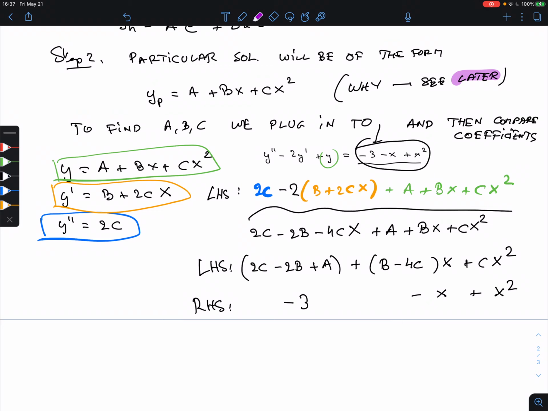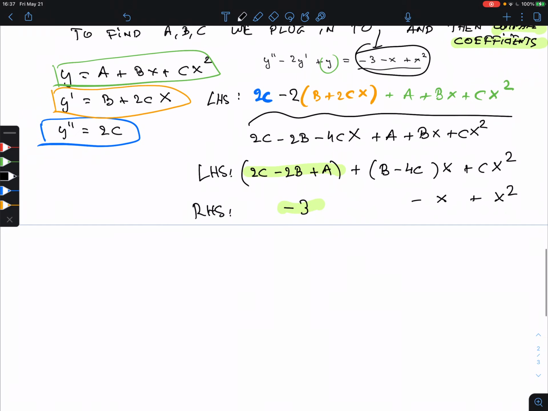What I'm now explaining is, compare coefficients. What does this mean? Well, let's look at the coefficient of the constant term. This is the constant term of the left-hand side, this is the constant term of the right-hand side. So what we're saying is that they have to be equal. So minus 3 is equal to 2c minus 2b plus a. Well, 3 unknowns, one equation is not enough, but we have more, right? The coefficient of x here must be the same as this coefficient, which is minus 1. So we also have that minus 1 is equal to b minus 4c.